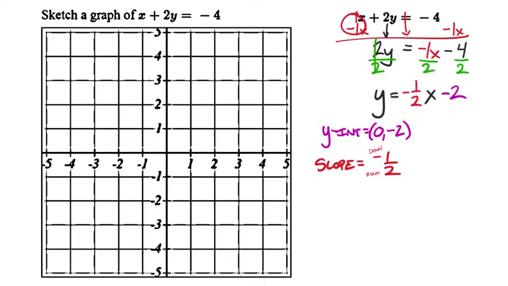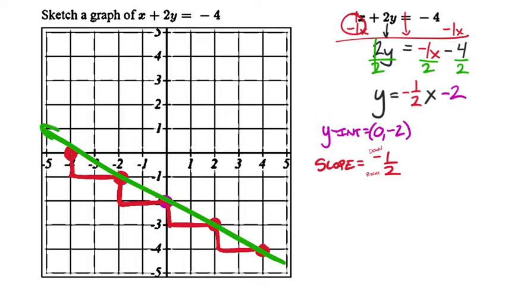Well, down 1 to the right 2 from where? That's where we need that y-intercept at (0, negative 2) right here. And then from there, down 1 to the right 2, boom, there's the next point, and then I'll just keep that pattern going. And yeah, I can copy that stair-step pattern to the left as well. Now I have the line that's created from the equation.